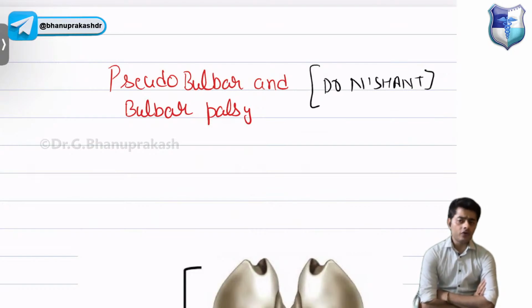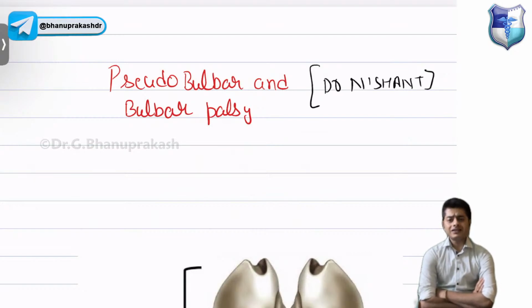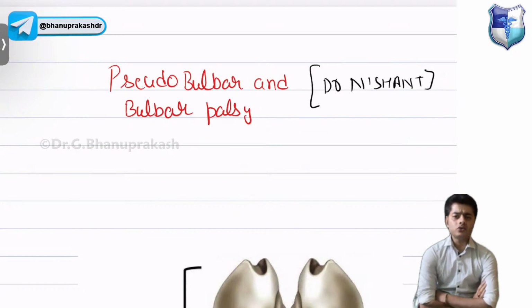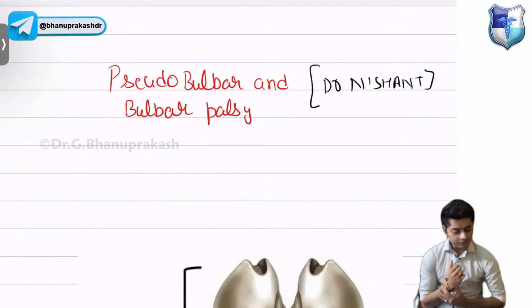But before we move on to aphasia, we should first clear our concept of what pseudobulbar and bulbar palsy are, and what the difference is between multiple sclerosis and small vessel disease, because both are white matter diseases. Many students were having doubts about this. So before we move on to aphasia, we will first see what you understand by pseudobulbar and bulbar palsy, and how we can clinically differentiate between them. Shall we proceed?